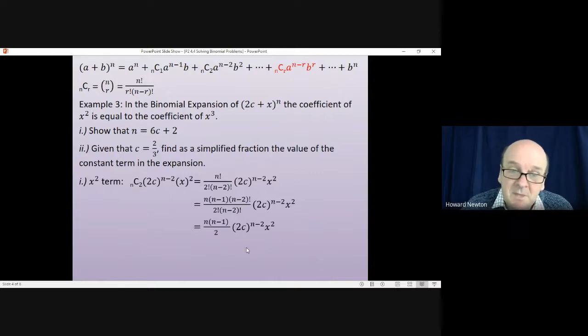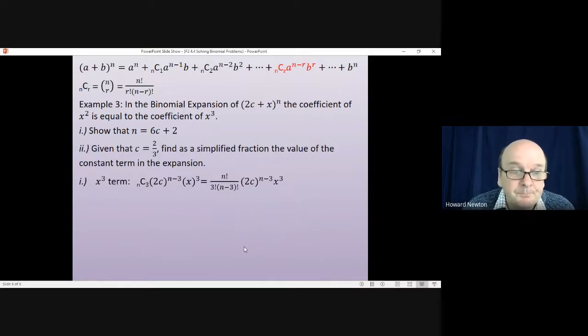We do the same thing for the x cubed term. The x cubed term will be nC3 times 2c to the power of n minus 3 times x cubed. And again, nC3 we can write down using the definition of nCr. It'll be n factorial over 3 factorial times by n minus 3 factorial. Haven't done anything with these two terms. We do something very similar to simplify this.